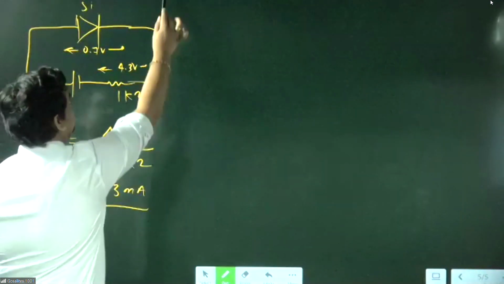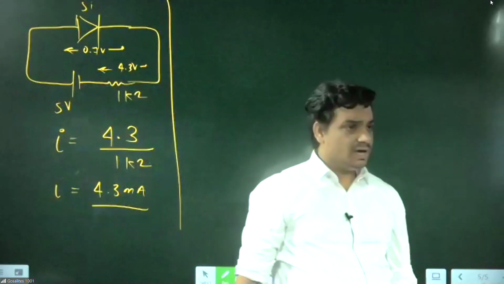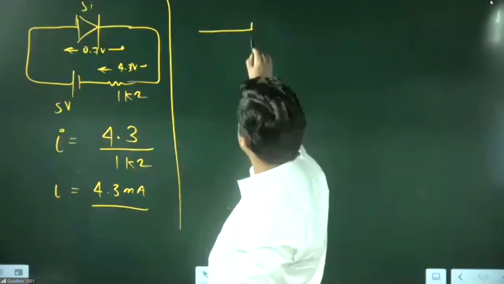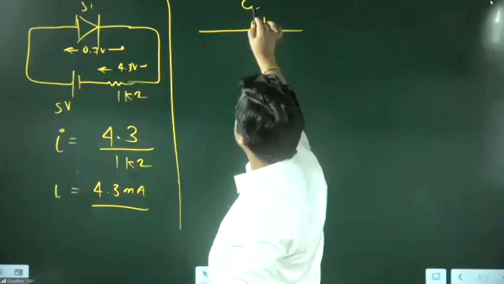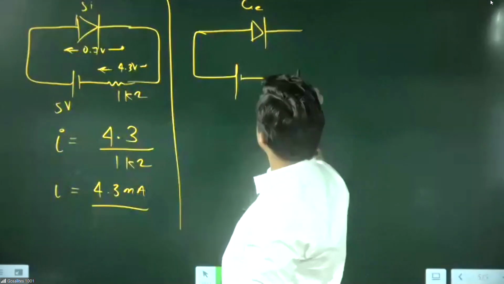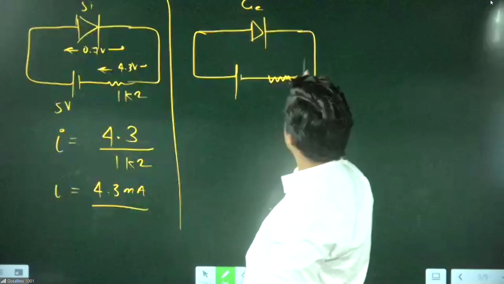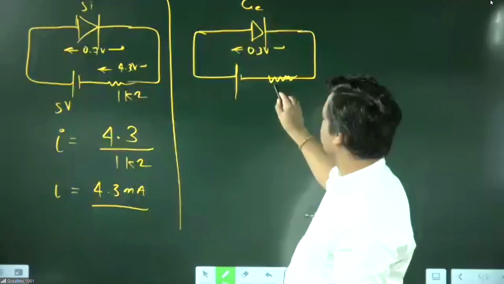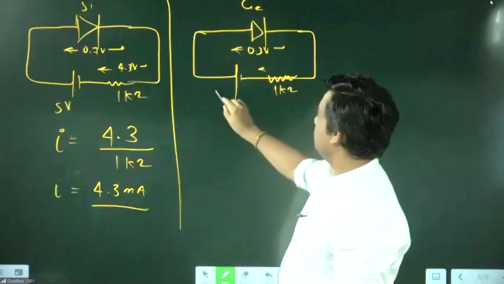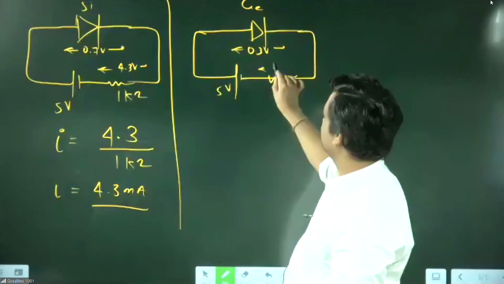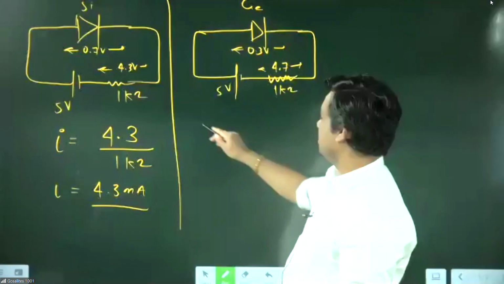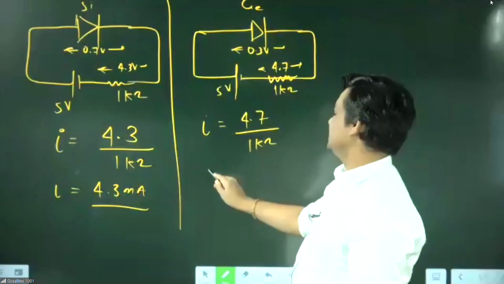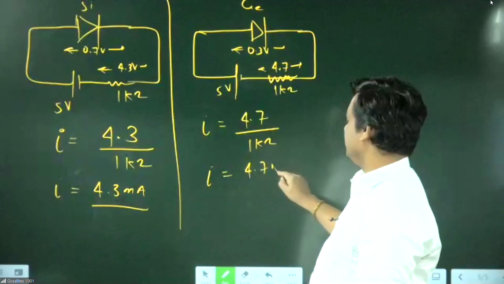Suppose this is germanium, then what will happen? In case of germanium, how much loss do we have to take? 0.3 volt drop will be there. So here, out of 5 volt, how much will be left? 4.7. So now the current will be 4.7 by 1 kilo ohm. The answer will be 4.7 milliampere.